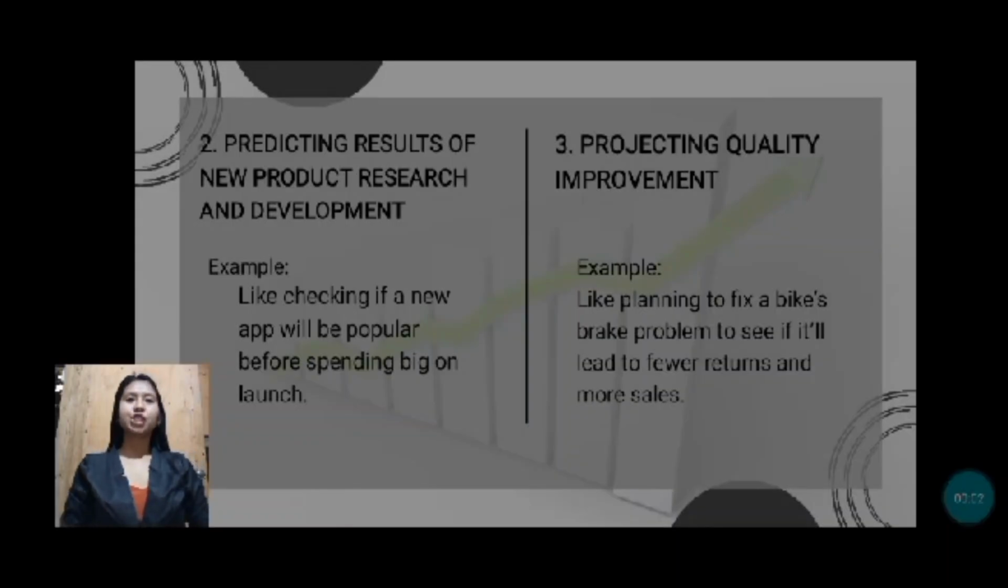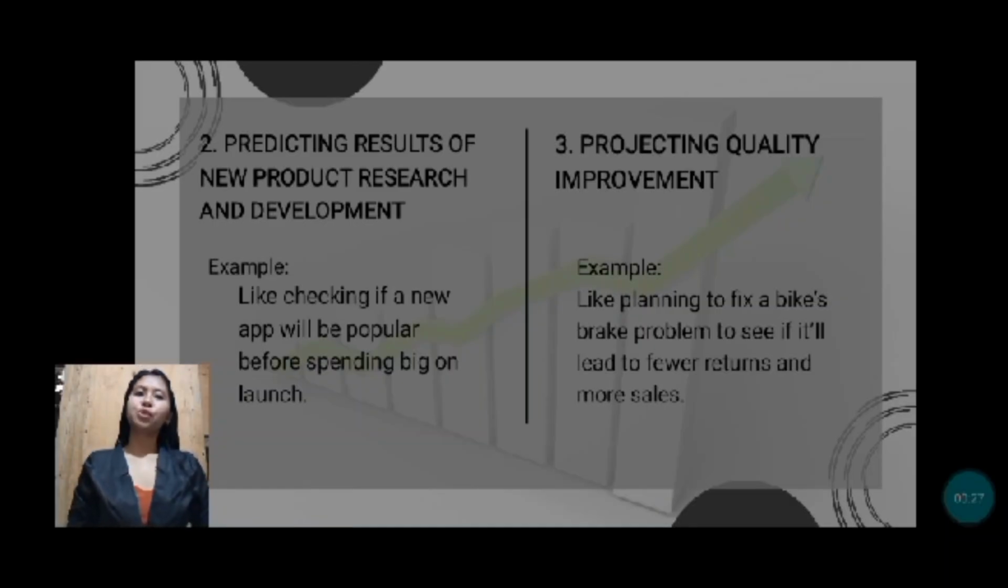The second one is predicting results of new product research and development. So, ang ibig sabihin nito ay predicting new product research and development results in operations management means guessing if the product will succeed. So business can decide how much to invest, make, and prepare. For example, like checking if a new app will be popular before spending big on launch.